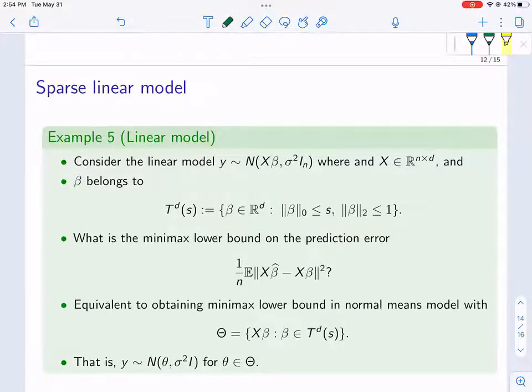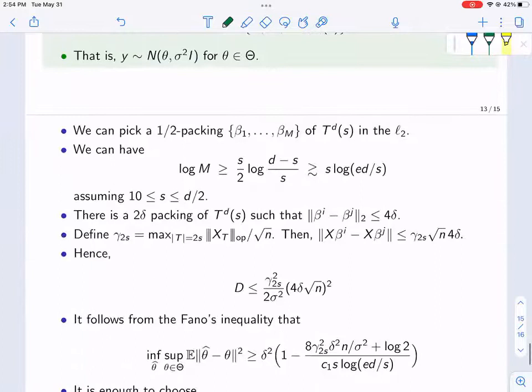That has this log cardinality. So I can find a 1/2 packing of this that has cardinality like that. Let's come back to this. We'll have time. Otherwise, you have to think about it. Let's assume that this holds.